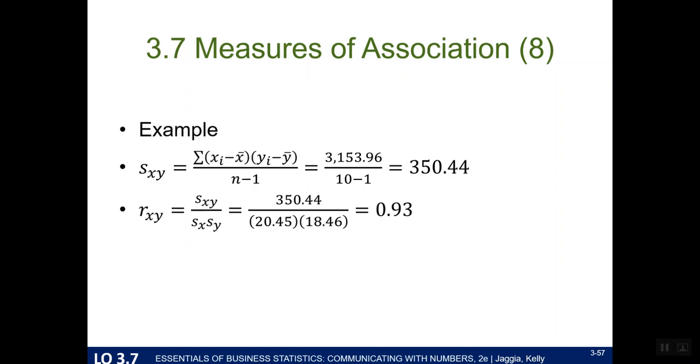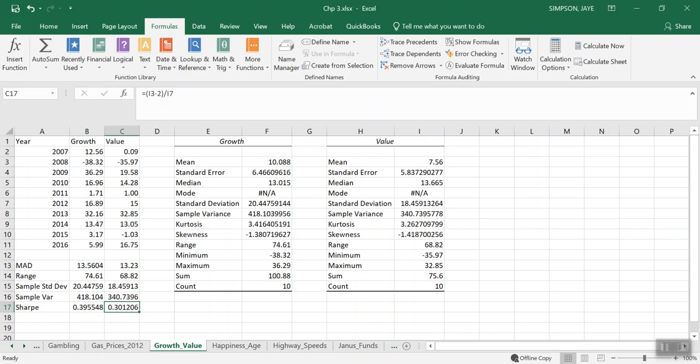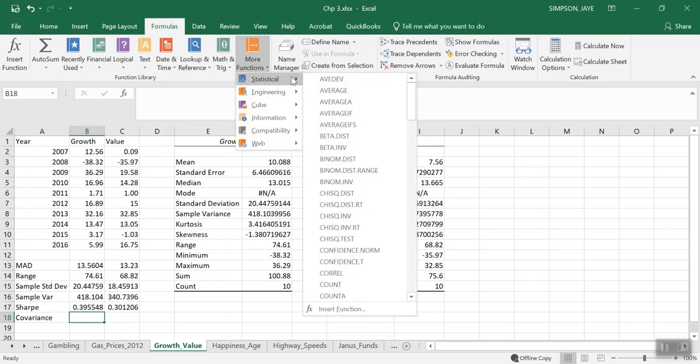So now let's jump over to our Excel and look at that data again. So I'm back here in our growth value fund. This is what we've been working in so far. And we want to go ahead and calculate the covariance and the correlation coefficient for both of these. So let's just jump down here. I'm going to go ahead and add covariance. Now, remember, the covariance is for both the growth and the value fund. And since we already have those in rows, we're going to treat growth as the X variable and value as the Y variable. So again, I can go up here to more functions, statistical, and I can find the covariance.